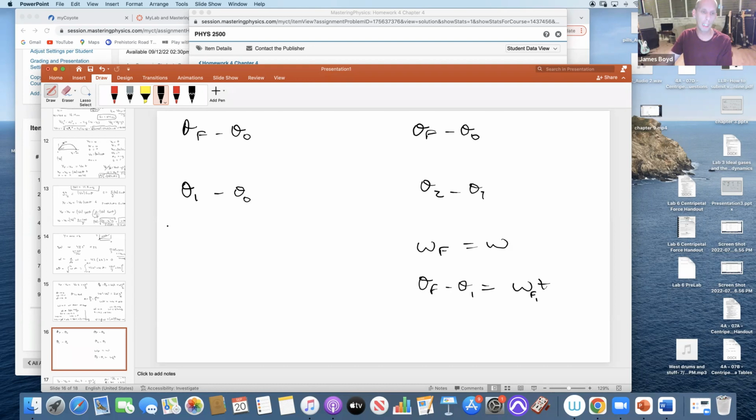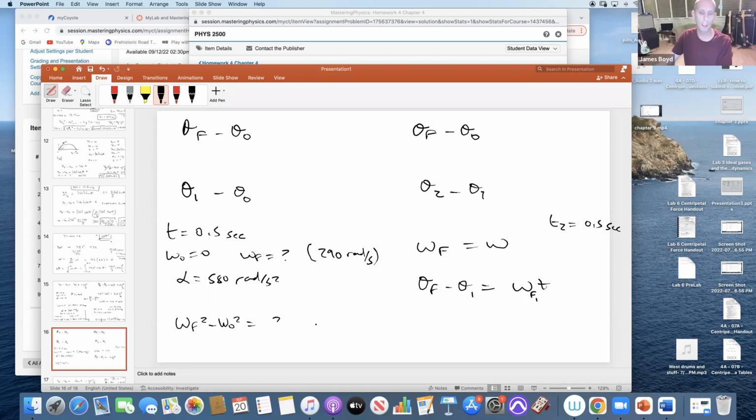Now, we know the time. t is 0.5 seconds for the first part. We know the time for the second part is also 0.5 seconds. Omega initial here was 0. Omega final, we don't know. Actually, we already figured out it was 290 rad per second. And alpha was 580 rad per second squared. So what I'm going to do is omega final squared minus omega initial squared is 2 alpha times omega final minus omega initial. This is 0 because it started from rest.